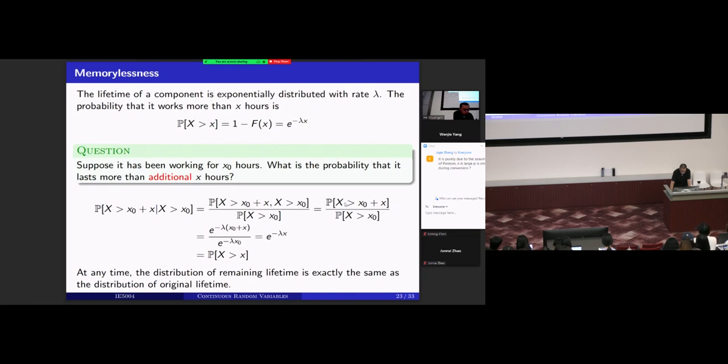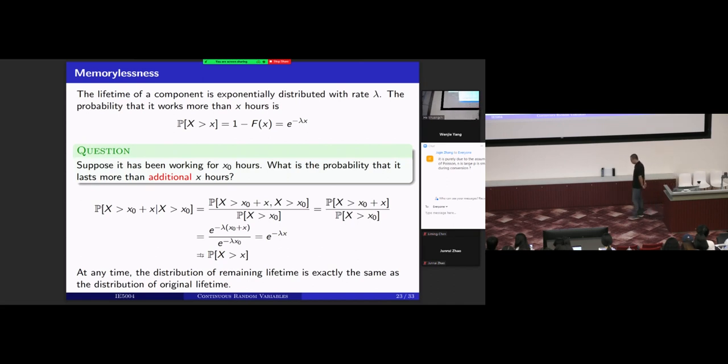And according to this, for the numerator we can use this result. The numerator is just e to the power of minus lambda times x0 plus x. The denominator is this guy. And then in the end, it will be equal to e to the power of minus lambda x, which is equal to the unconditional probability that the random variable takes a value bigger than x, right? So you see, I just repeated what I did for the geometric distribution, but in a different setting. So this is the property of the exponential distribution.